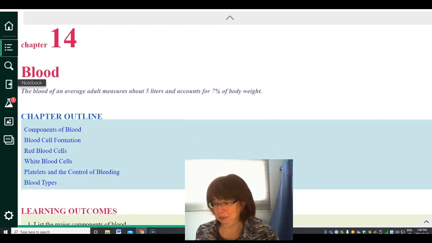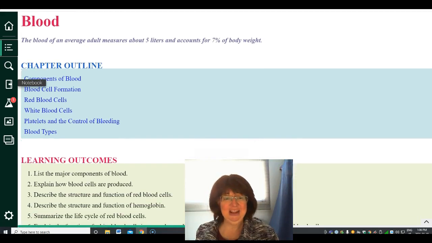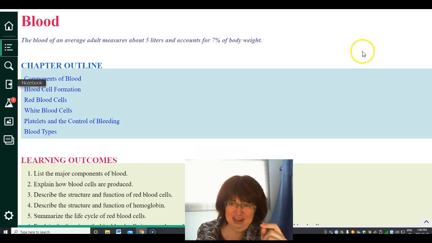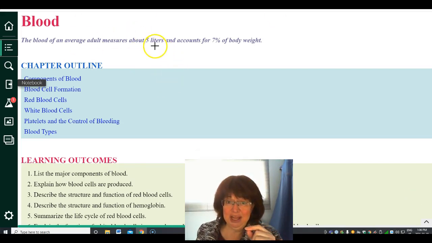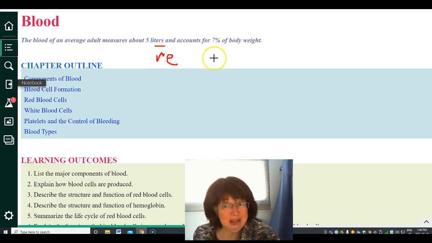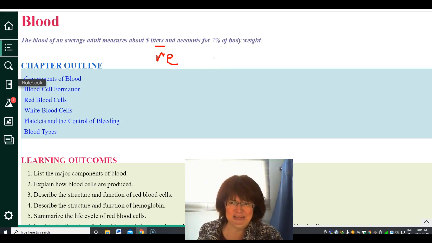Now, in the textbook, it says that the average human adult has 5 liters of blood. First off, just a little thing that you might be curious, you might not. If you look at liters, it has an ER ending. That is the American spelling. If it's an RE ending, that is the Canadian spelling. So it's just, you know, kind of like color and colour.